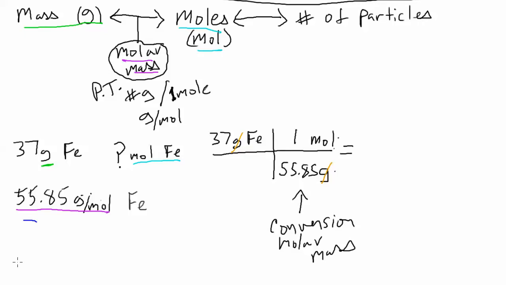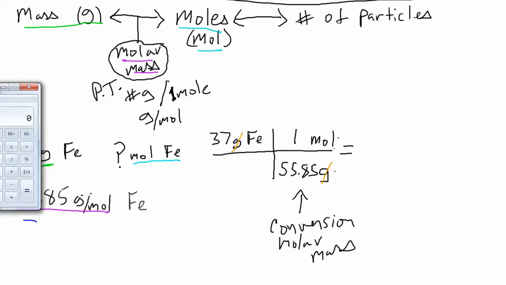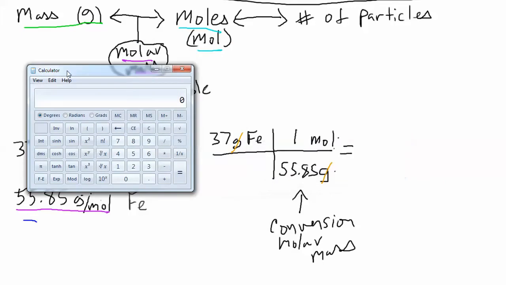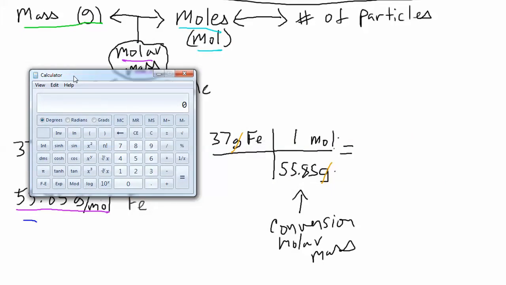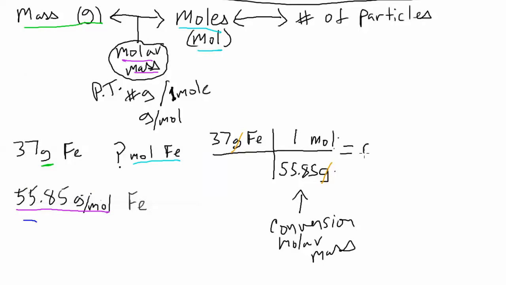So let me bring up my calculator here. All right, here's my calculator. And what I'm going to calculate is 37 divided by 55.85. All right? And so I get 0.66. Now, this number has 4 significant figures. This number has 2, so I'm going to use 2.